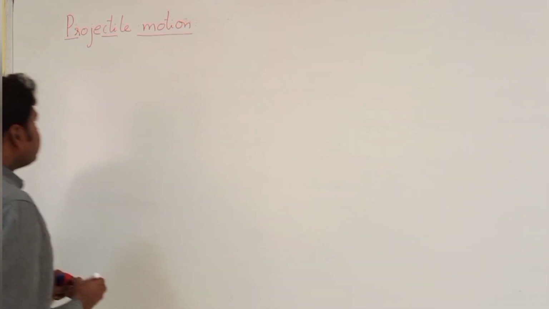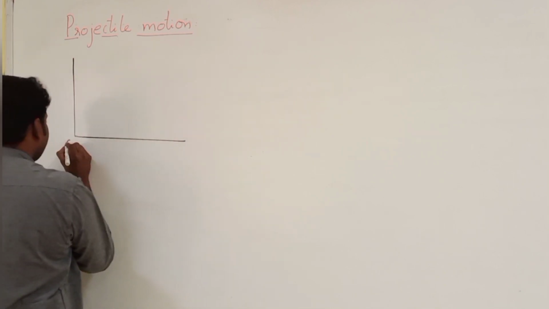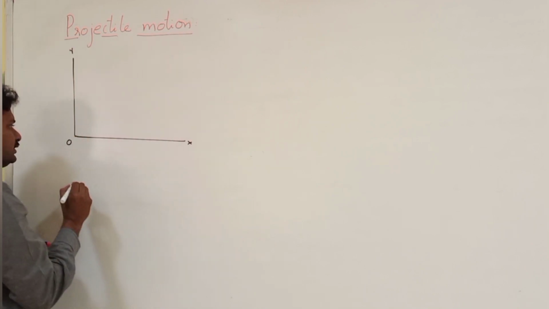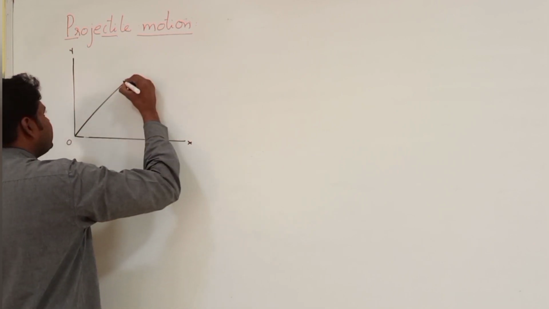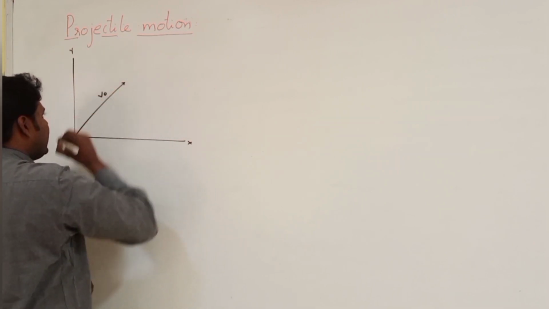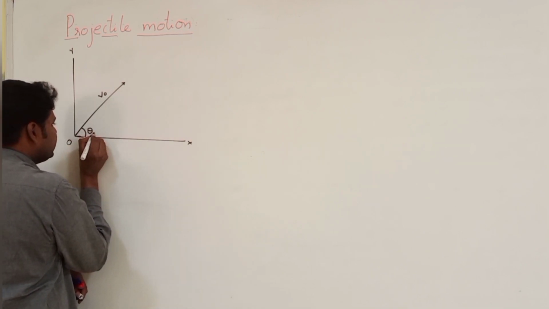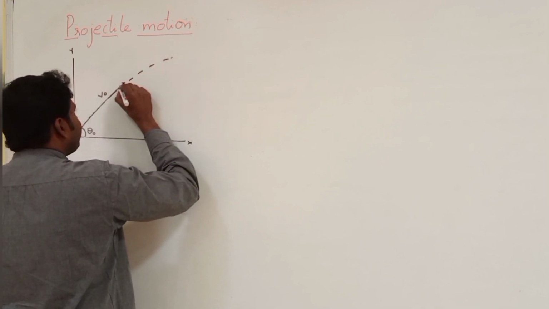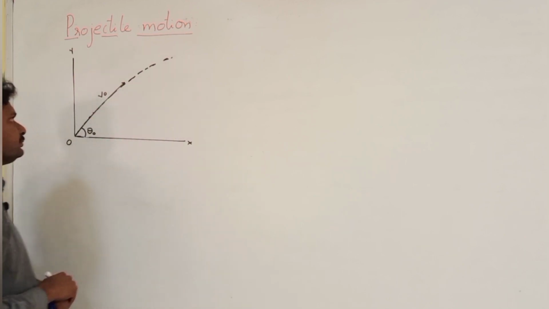Simply understand, this is a reference frame, x-axis and y-axis. A body which is thrown with the initial velocity, we can call it v naught. This is called v naught, the velocity with which the body is thrown, making an initial angle theta naught with the horizontal. So the body will go along this path generally, and the path can also be found from this.